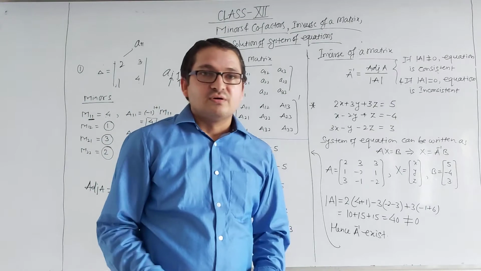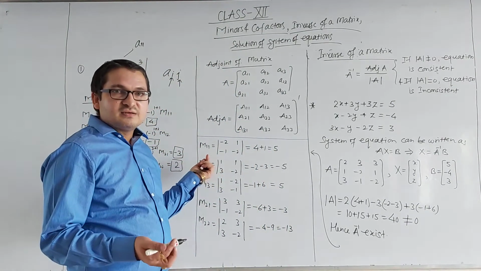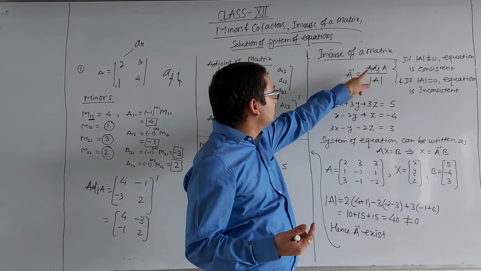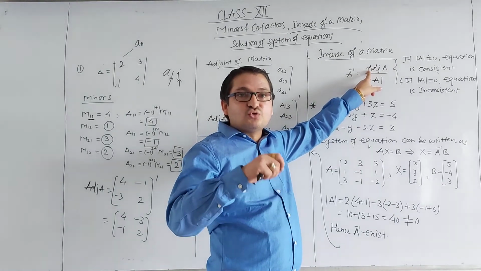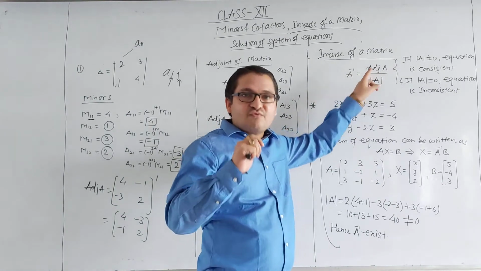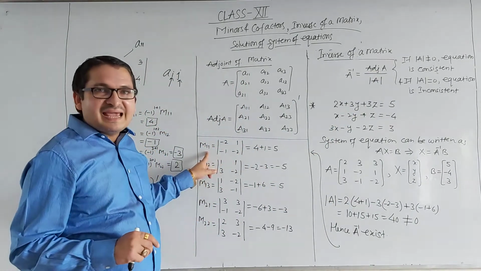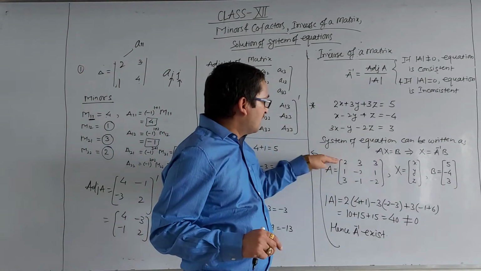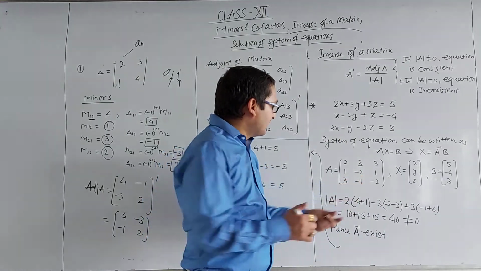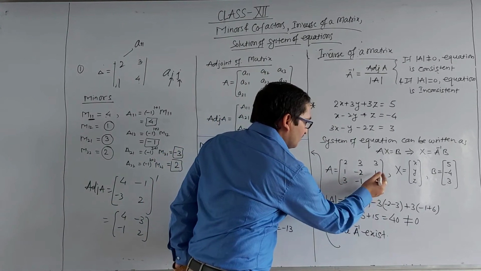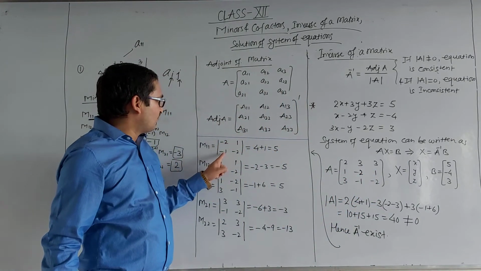Now the next step is what? After A inverse exists, to find A inverse you have to calculate adjoint A, and to calculate adjoint A you should have the cofactors. So first we need to calculate the minors. I am going to write M11. M11 means you cover the first row and first column, A11, so you will get this element minus this part. Minus 2, 1, minus 1, minus 2.